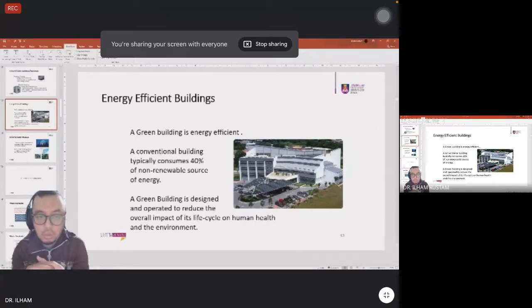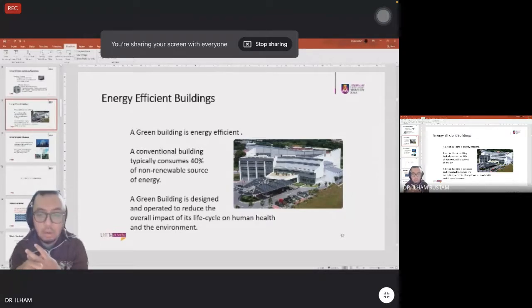Okay, so energy efficient buildings. A building will be called energy efficient when it typically consumes 40% less, or it uses 40% of its energy coming from renewable sources. Conventional building typically consumes 40%. Sorry, I misread. A green building is something that is able to reduce at least a minimum of 40% of its energy consumption.